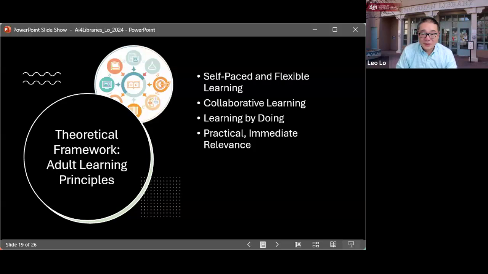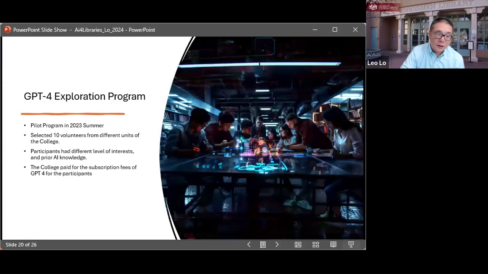So the final one, practical immediate relevance. We are more motivated to learn when we can see the direct impact of the new skills or knowledge. So we value trainings as very immediately applicable to our professional roles. So with all these, we developed the GPT-4 exploration program. We selected 10 volunteers from different units of the college. My college includes the university press, the libraries, and a learning sciences program. So not just the libraries, but most people from the libraries.